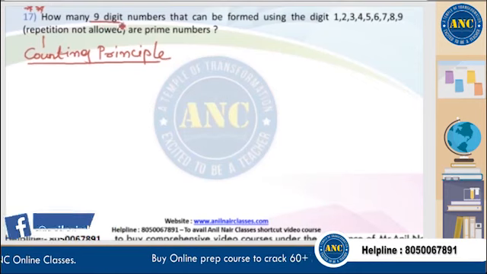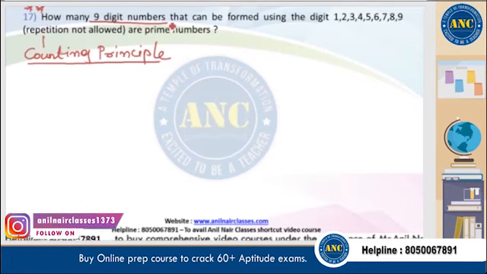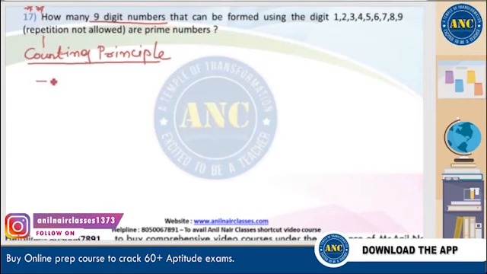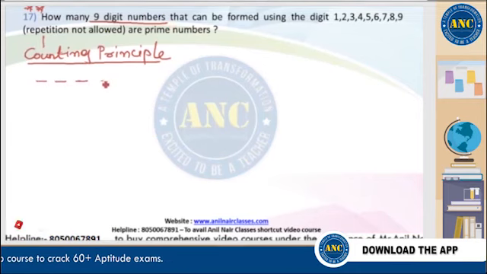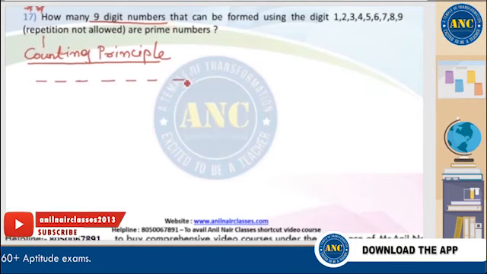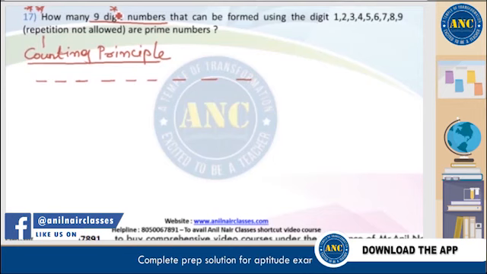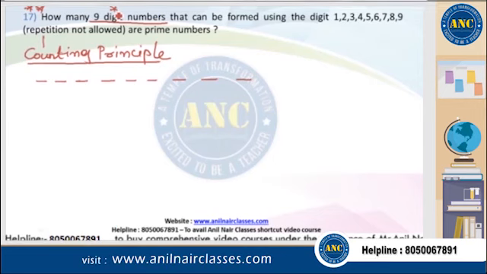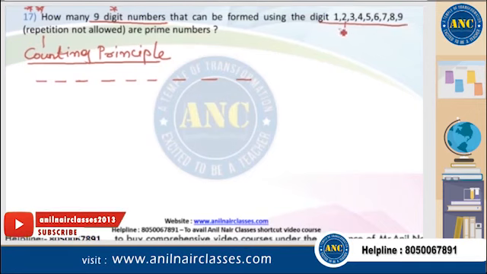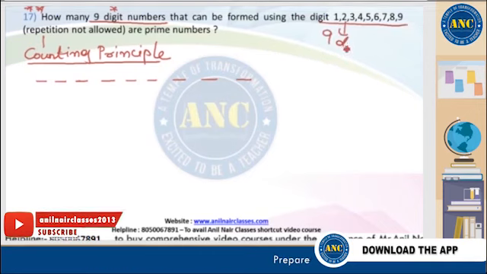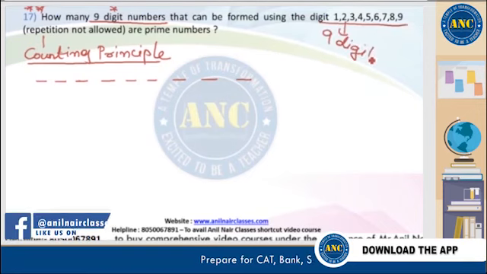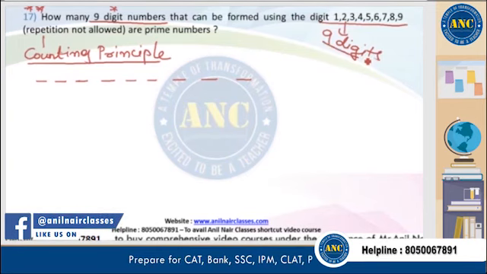He is asking how many 9-digit numbers. This is the first keyword for me. How many 9-digit numbers can be formed using the digits 1, 2, 3, 4, 5, 6, 7, 8, 9. Totally from 1 to 9, there are 9 digits, and 9 digits should be kept in each and every place.